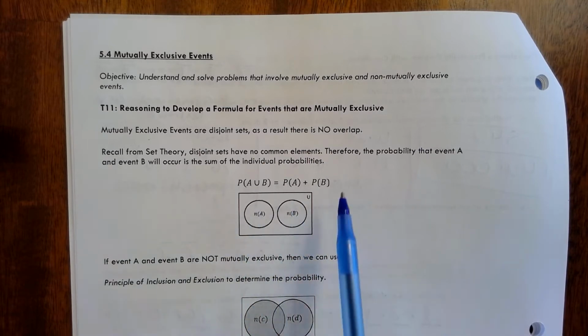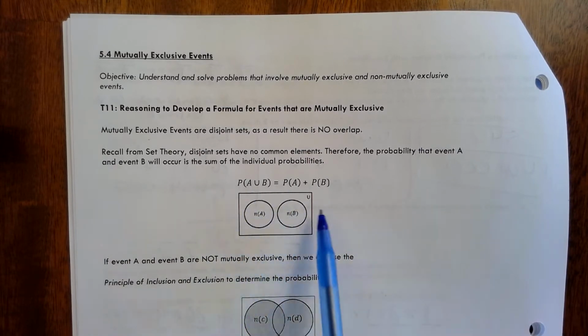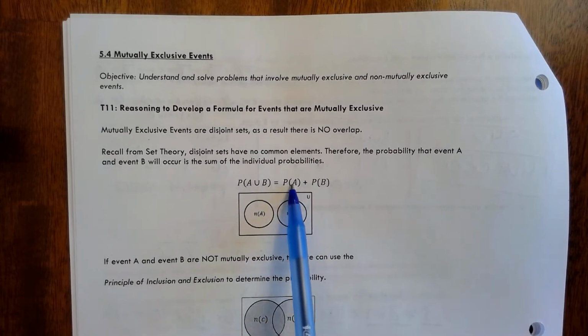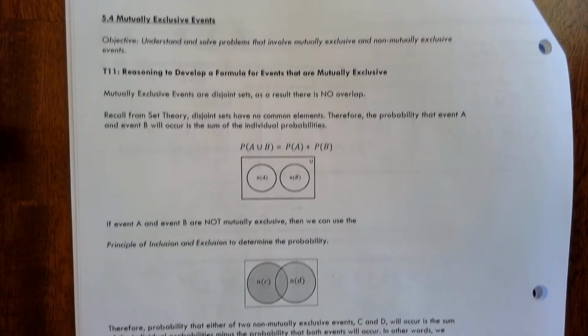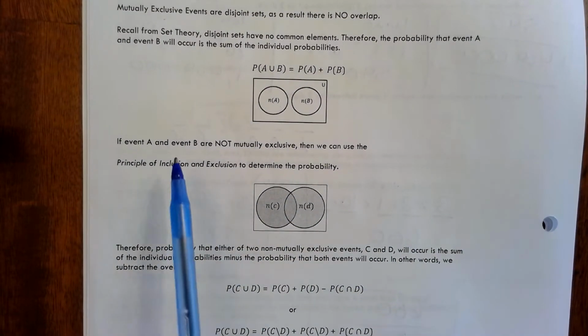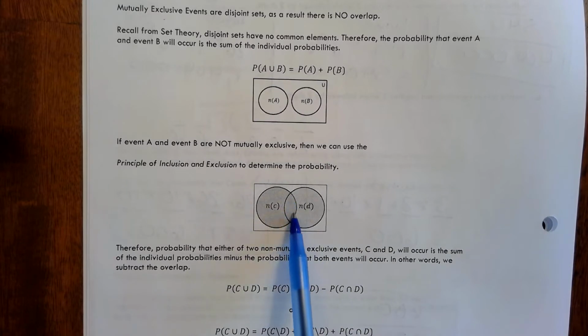And when we try to find the probability of something like this, it's really easy because there's no overlap to worry about. We just add the probability of this plus this and we're done. Easy. It's a little bit more annoying when they are not mutually exclusive because we have to worry about how much is overlapped between them, because you don't want to double count those things.